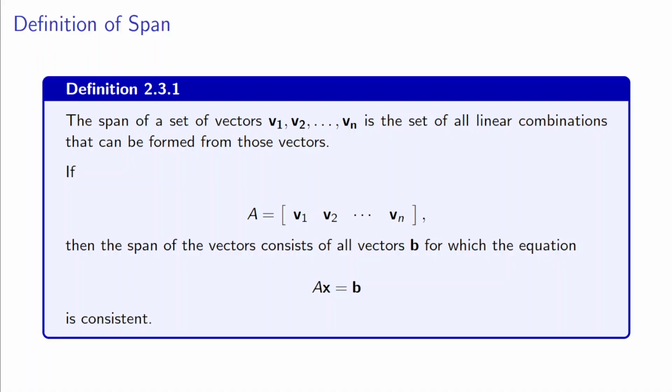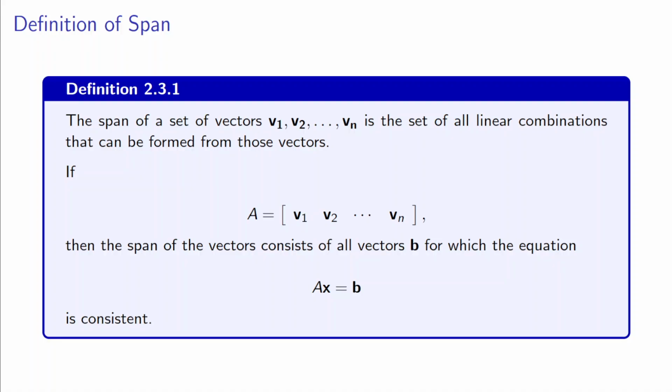So this is all related to this idea of the span of a set of vectors. Let's go ahead and define that, and then we'll go back and consider that relationship. We say that the span of the vectors v1, v2 through vn is the set of all linear combinations that can be formed from those vectors. Namely, if A is the matrix whose columns are given by those vectors, v1, v2 through vn, then the span of the vectors consists of all vectors b for which the equation Ax = b is consistent.